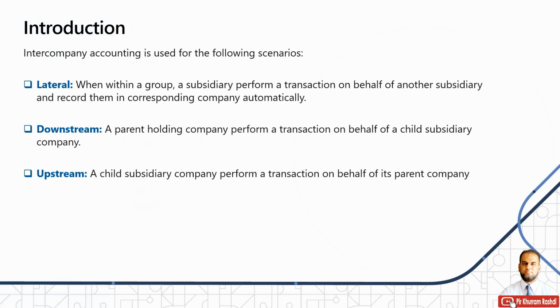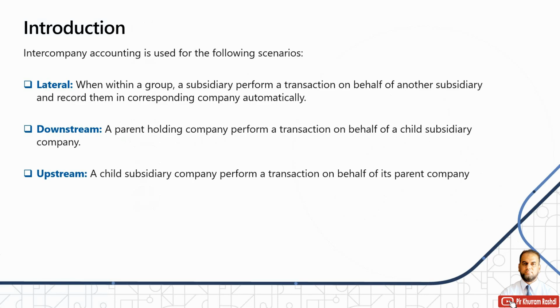In intercompany accounting, we use the following scenarios, starting with lateral. Lateral means on the same level in a group of companies. A subsidiary performs a transaction on behalf of another subsidiary and records it in the corresponding company automatically. Both are child legal entities of a holding company or a group of companies, and both are at the same level. But on behalf of one company, say A, B is basically recording or paying the expenses.